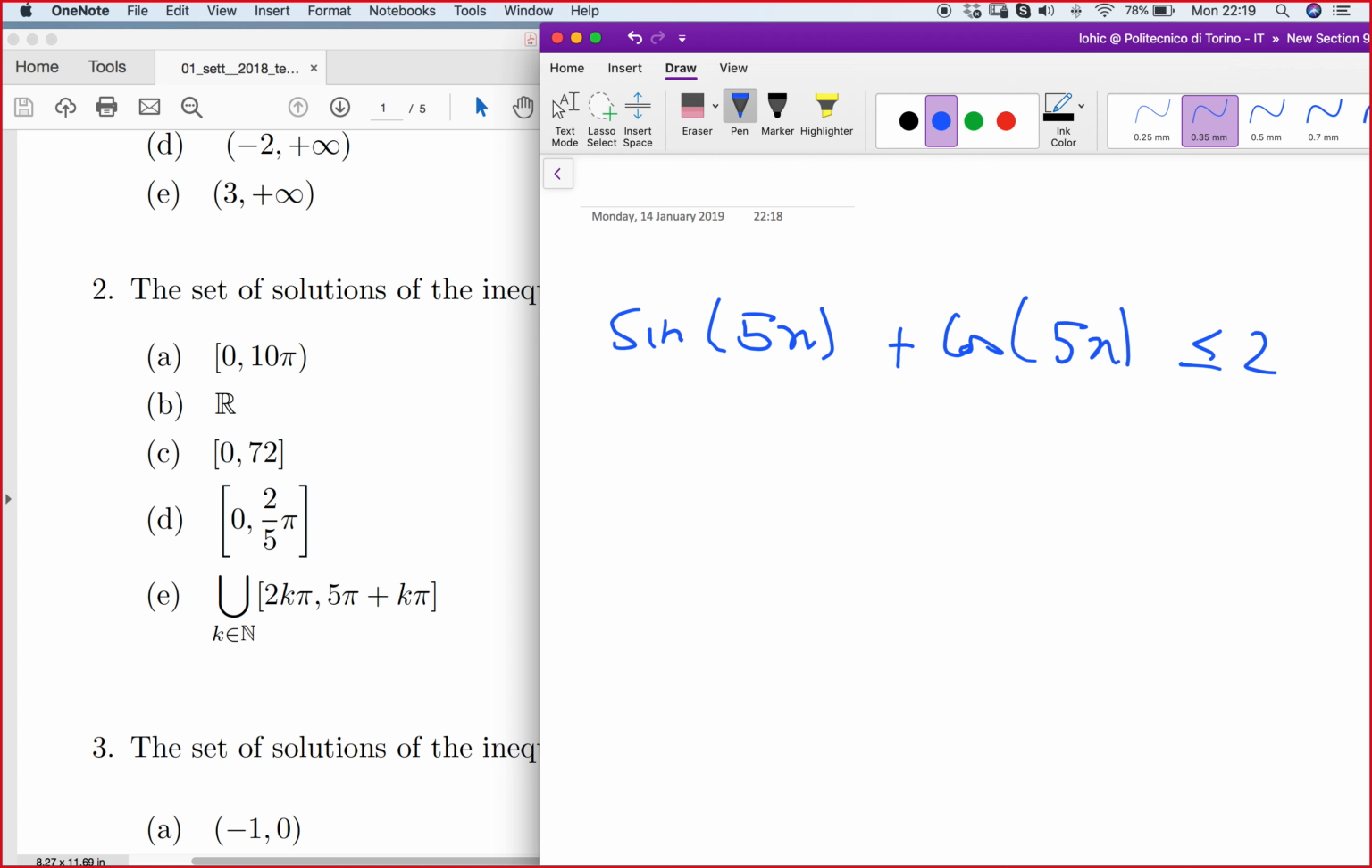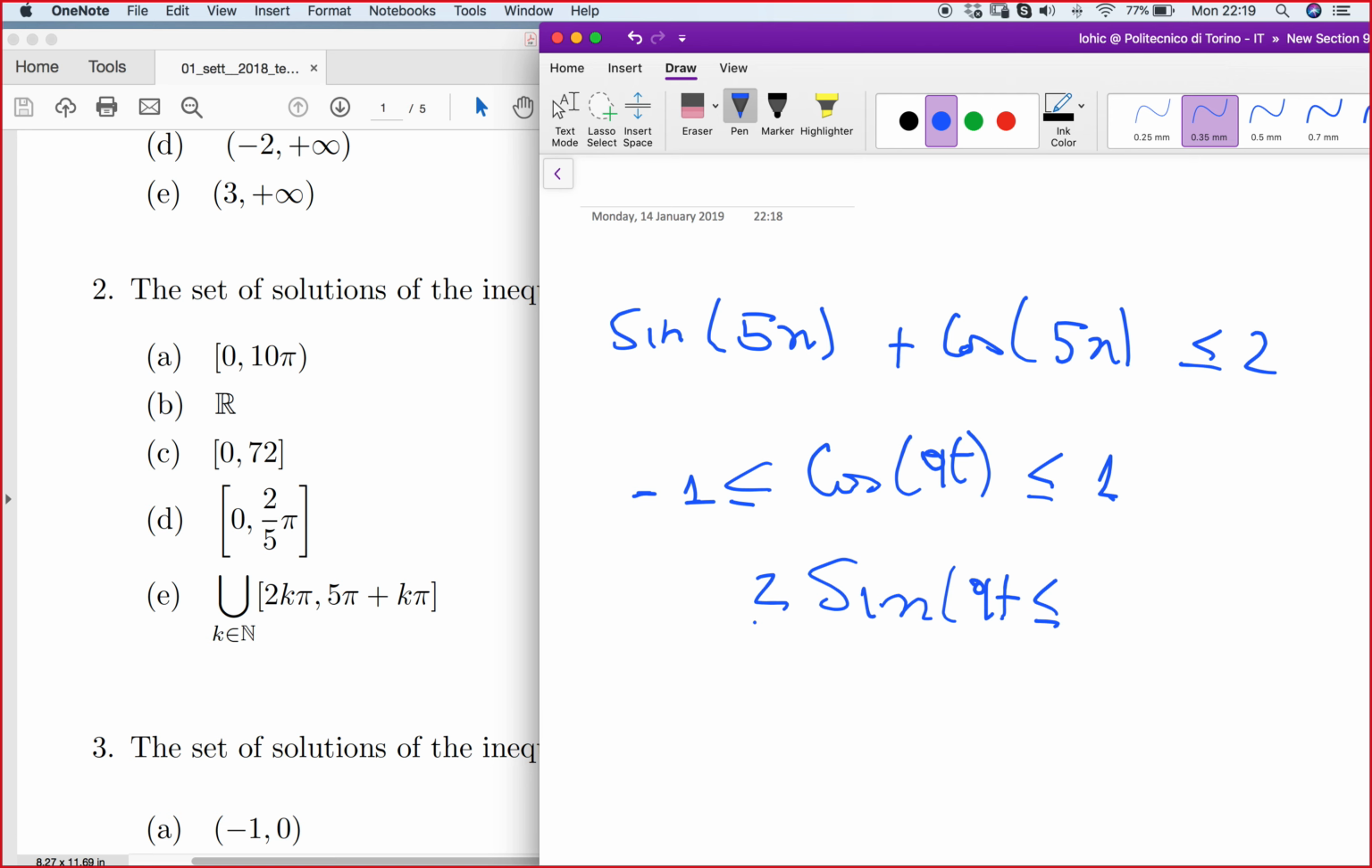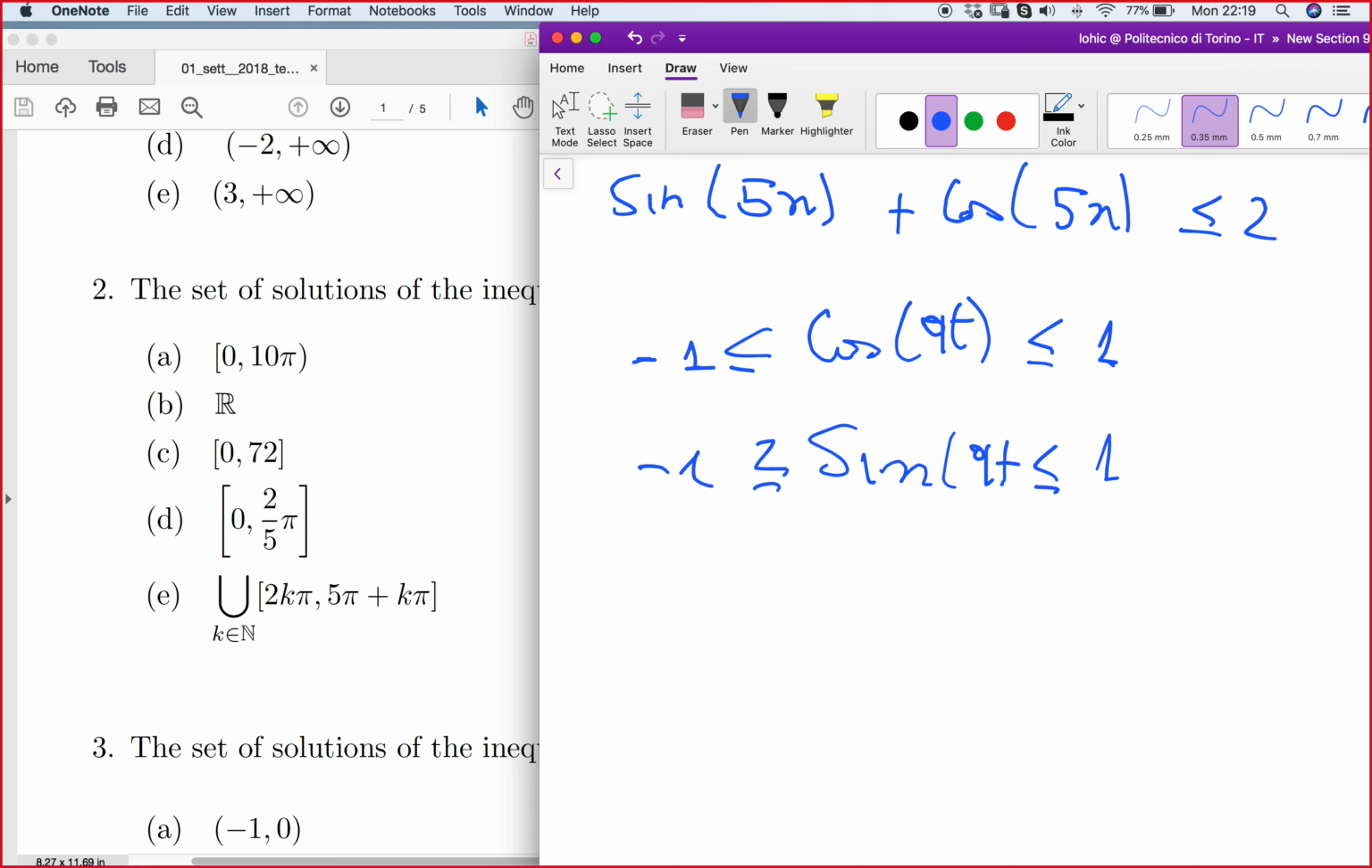Tell me something, guys. From high school, you should know that the cosine of any angle, whatever the angle, is between what and what? Minus 1 and 1. In fact, the cosine of any angle never goes out of this. The same for the sine of any angle. Whatever angle you take, this always holds.